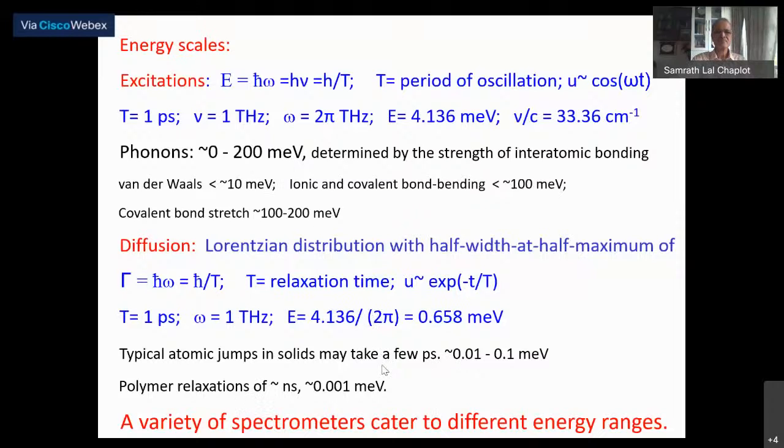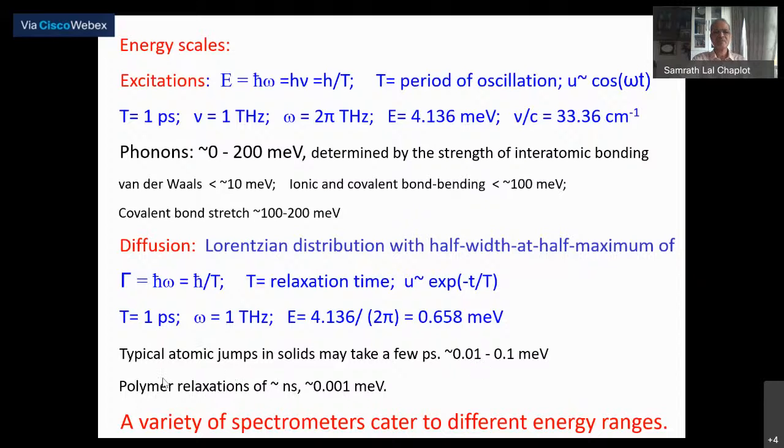So typically the atomic jumps in solids, for example when diffusion takes place, occur at a certain time scale, which means the energy goes as the inverse of the relaxation time. So if you do that, that is the typical range one encounters in real situations. Of course, it is temperature dependent and all that, and there is a variety of dynamics involved.